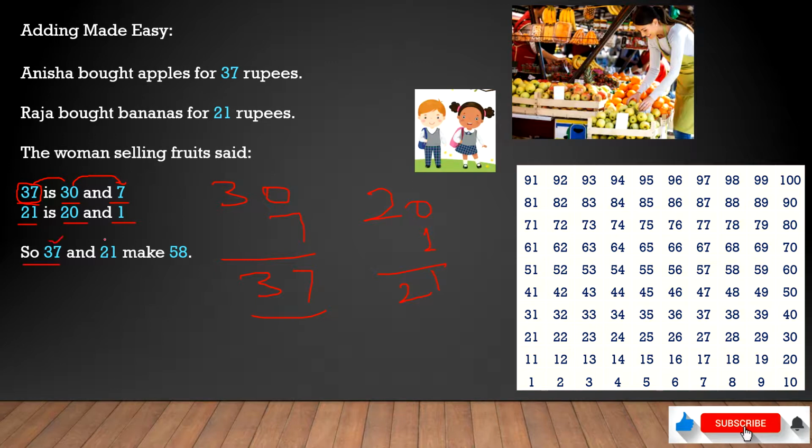So 37 and 21 make 58. What does it mean? The woman selling fruit is saying 37 and 21 gave us 58. So 7 and 1 is 8. We'll do it again. 37 plus 21, we have to add. 7 and 1 will give us 8. 3 plus 2 will give us 5. So we'll get 58.